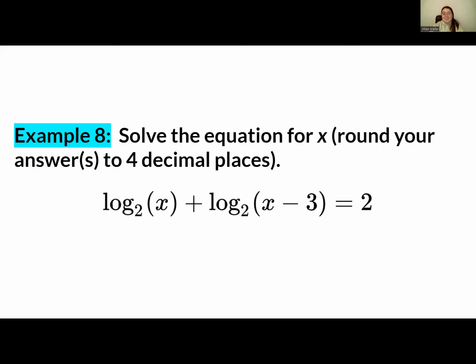It may not necessarily be needed in the problem, but it will just say that to get a clear image and a broad statement of how many decimal places you should be using. But all right, so we're going to solve this equation for x. We have log base 2 of x plus log base 2 of x minus 3 is equal to 2. So, all right, let's go ahead and go on over to our notes to solve this problem.